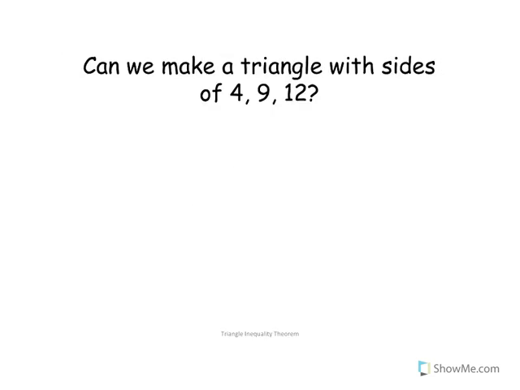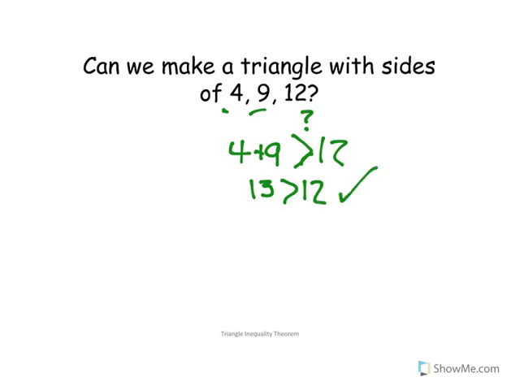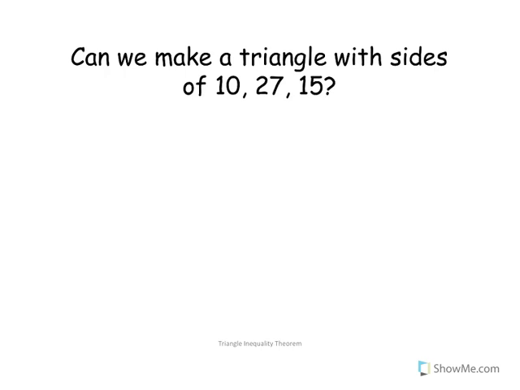Will this work? All right, well, let me take the two smallest sides: 4 plus 9. Is it greater than 12? And we'd put a little question mark up here. And we would say 13 is greater than 12, and that's true. So our answer would simply be yes. I can make a triangle of 4, 9, and 12 because 4 plus 9 is greater than 12. Therefore, it would be a closed figure.